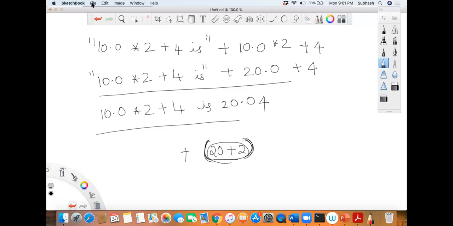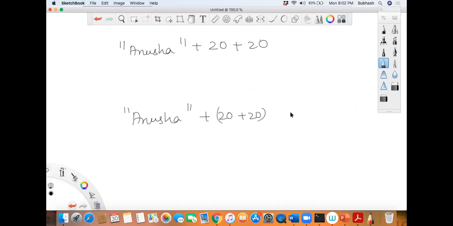Suppose, see, there's a difference. Anusha, you're there? Anusha plus 20 plus 20. How will this get evaluated? This is one story. The other story is Anusha plus 20 plus 20 within a bracket. This is the first story, and this is the second story, correct? Now tell me, in this case, what does this bracket say? Bracket says, you first evaluate this. This is having the highest priority. I'm grouping it together.